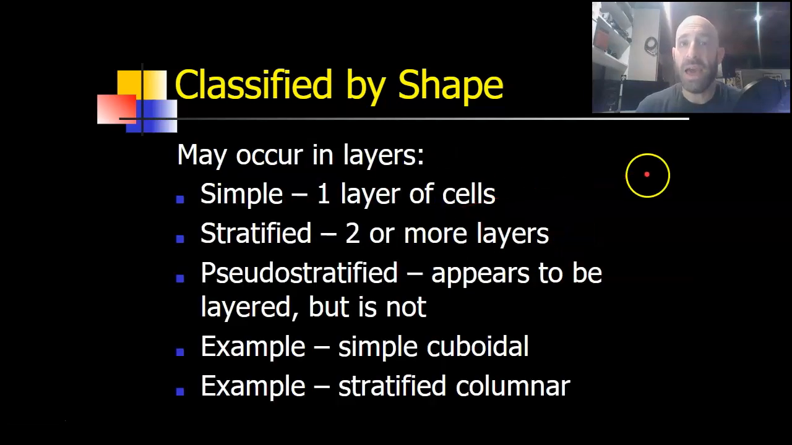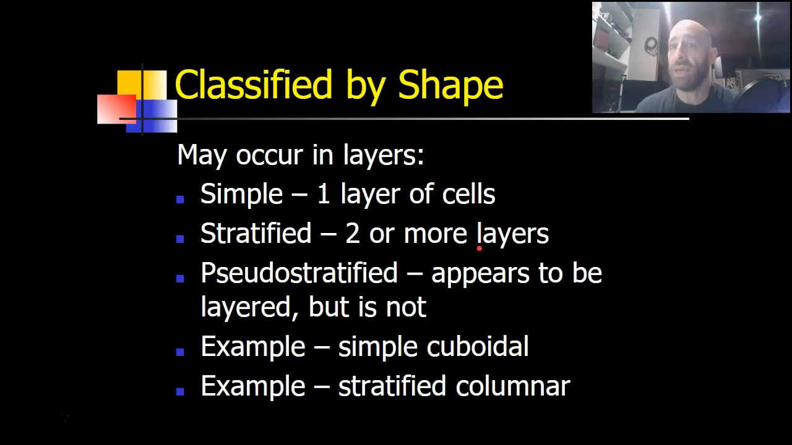And finally, we classify them by the number of layers. So if it's a single layer of cells, it's simple, and if it's more than a single layer, 2 or more, it's called stratified. There is one called pseudostratified, which I'll talk about in a moment, but simple is going to be a single layer, stratified is going to be 2 or more layers.